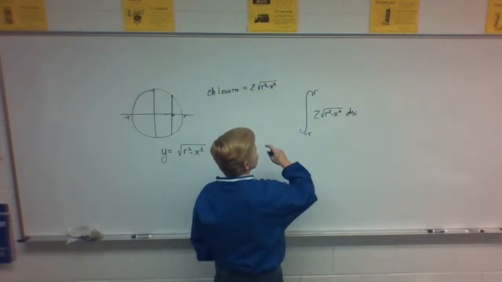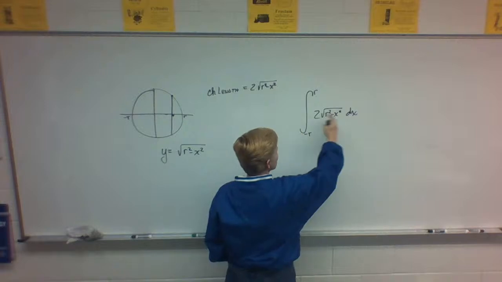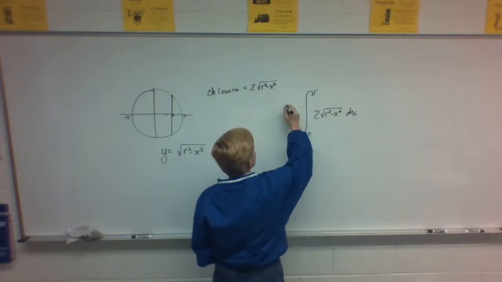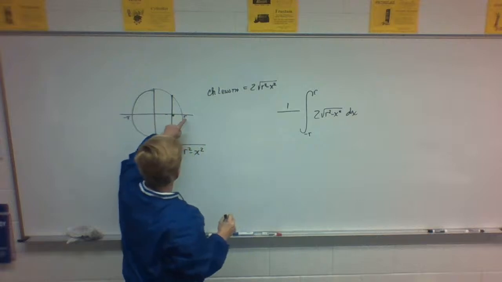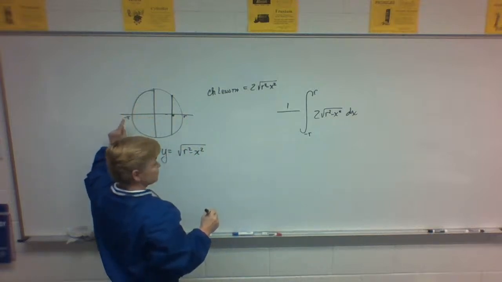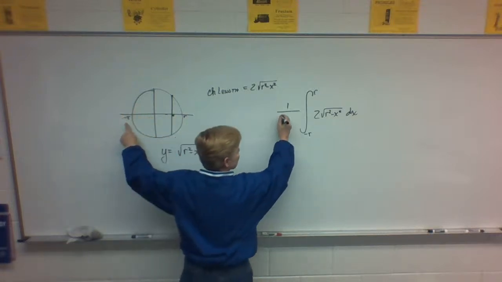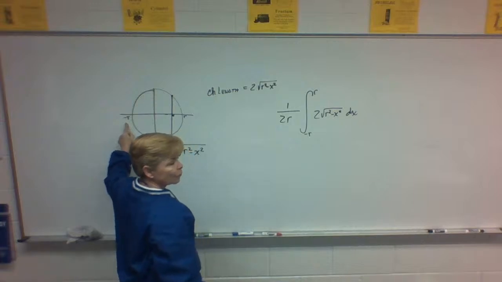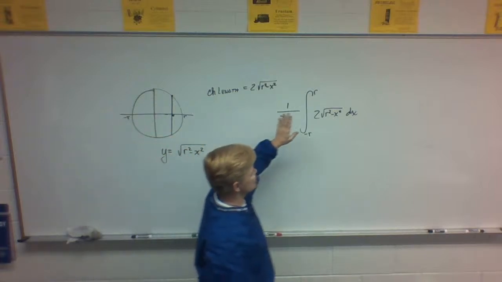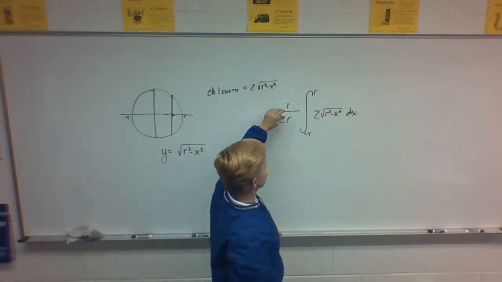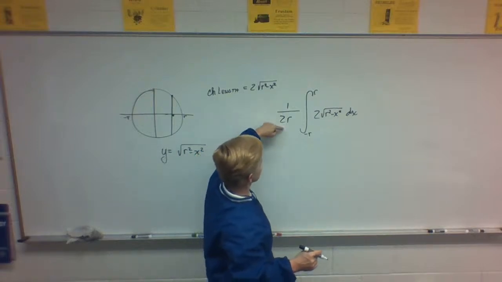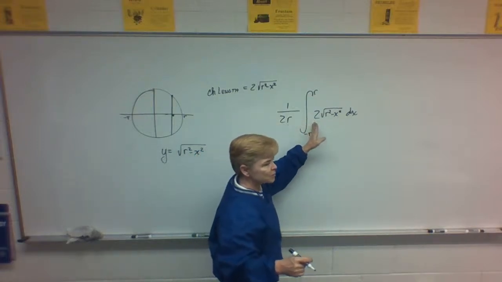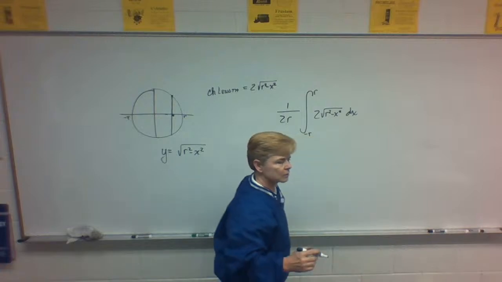And then, if we want the average, this is what they all add up to. The average will be 1 over r minus negative r. That will be the average length, because this is the sum of the lengths, and we divide it by how many, according to what we just learned. The average is going to be 1 over b minus a times the sum of all those lengths.